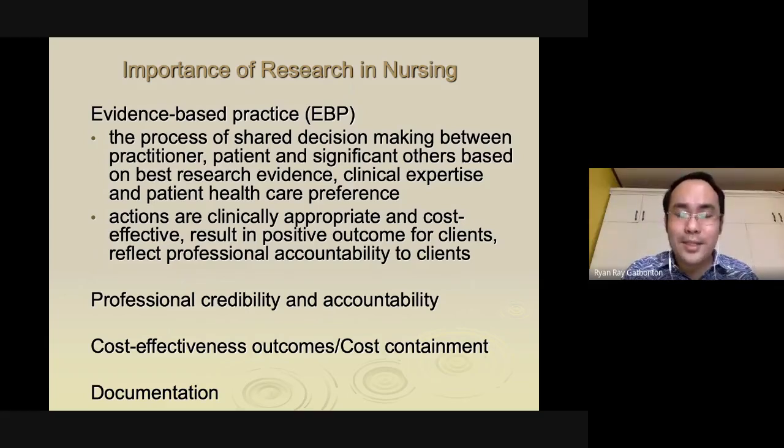Evidence-based practice is a shared decision-making model between practitioners, patients, and significant others based on best research evidence, clinical experience or expertise, and the healthcare preference of your patient. You choose EBP because you want to make your care effective, efficient, and cost efficient as well, which results in positive outcomes for your clients that reflect professional accountability to clients. That's the main reason why we do research in nursing.